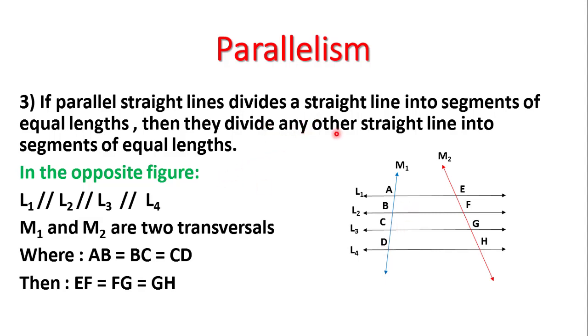Then they divide any other straight line, for example M2, into segments of equal length. So AB equals BC equals CD, and at the same time EF equals FG equals GH, but it's not necessary for them to be equal to the first ones. The parts in M2 are not equal to the parts of M1, but they are equal to each other. So for example, EF doesn't equal AB, but EF equals FG equals GH.